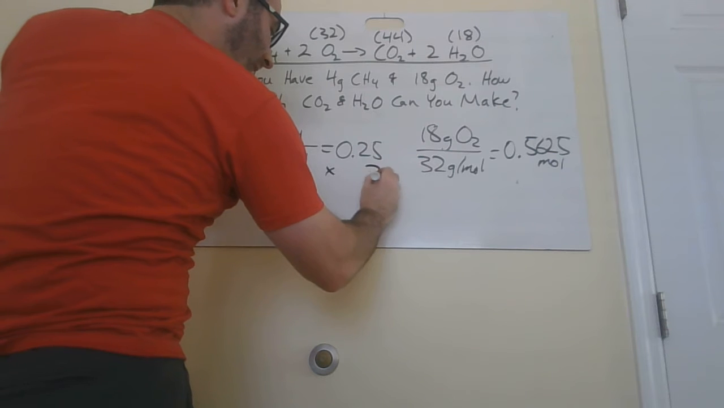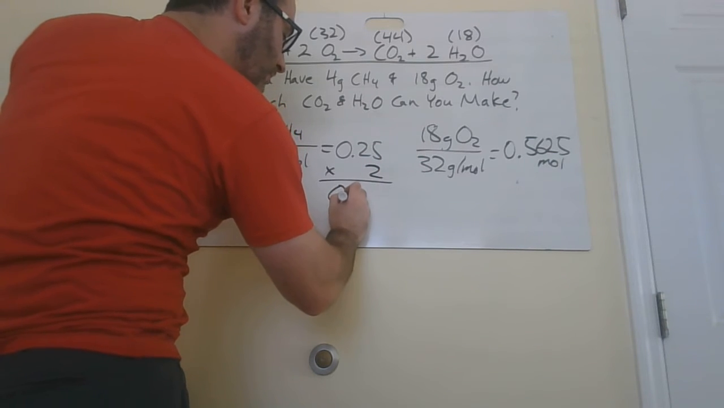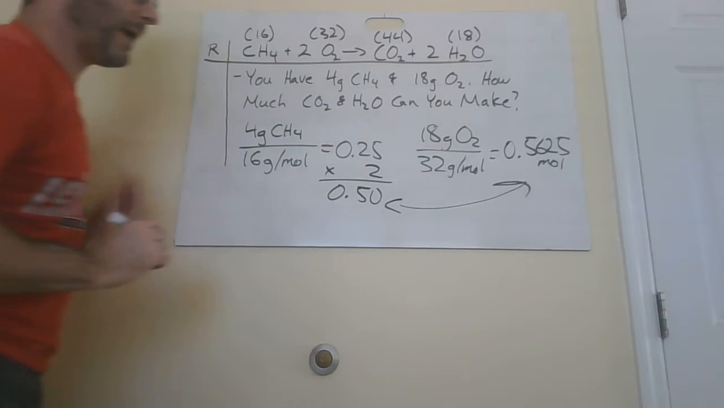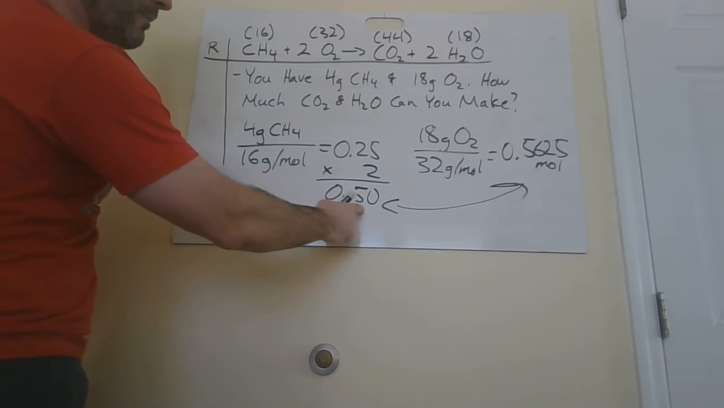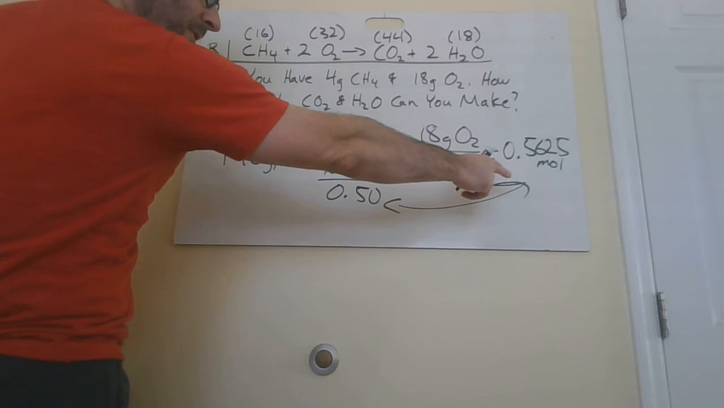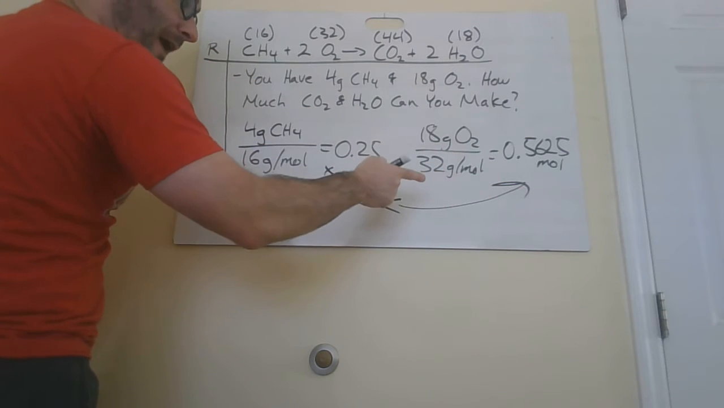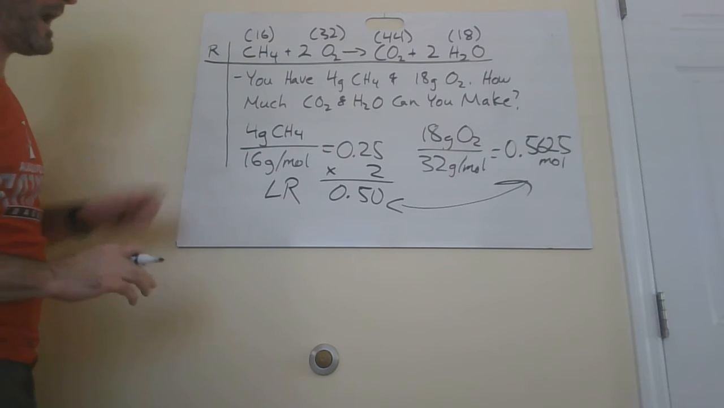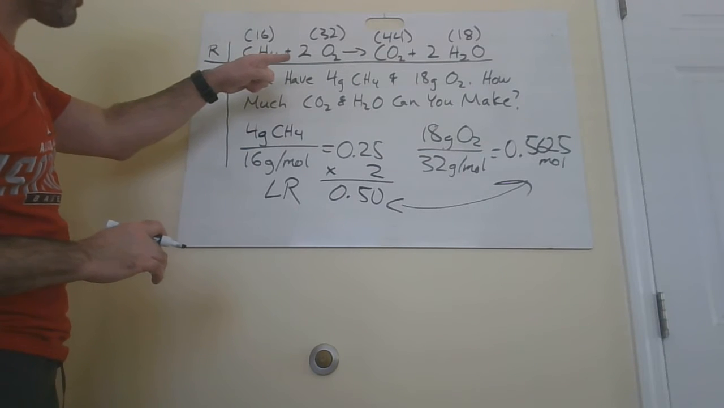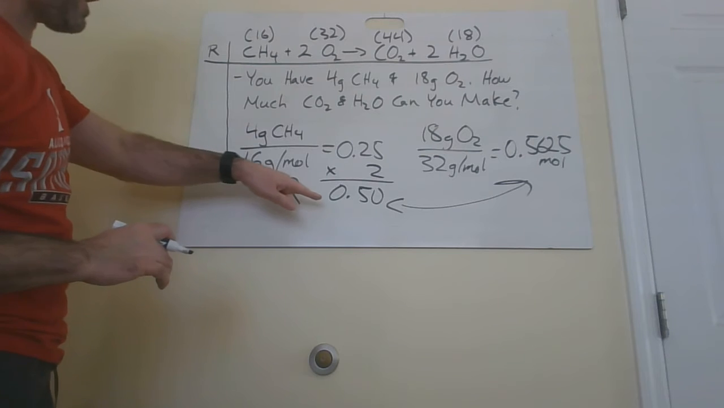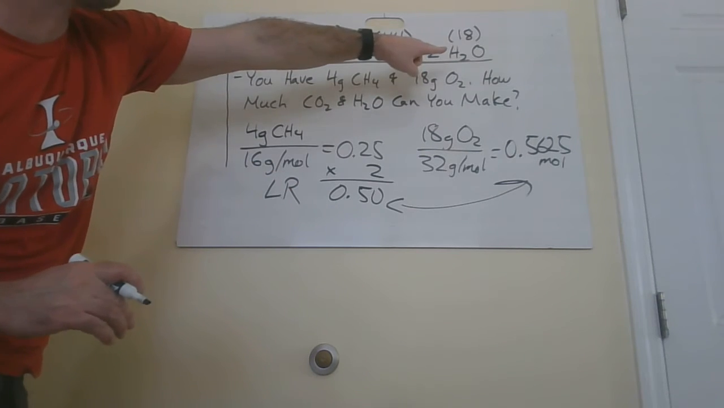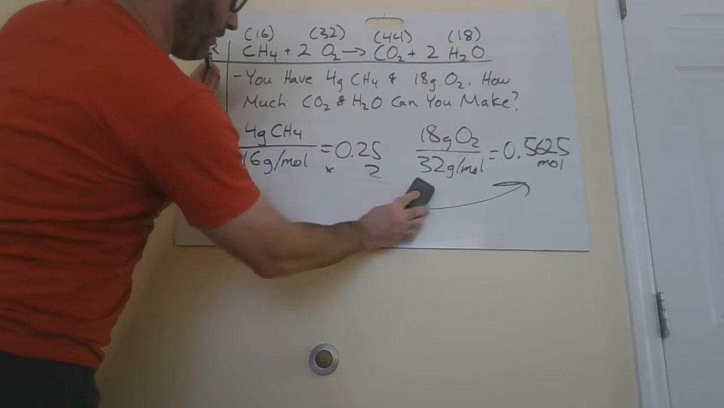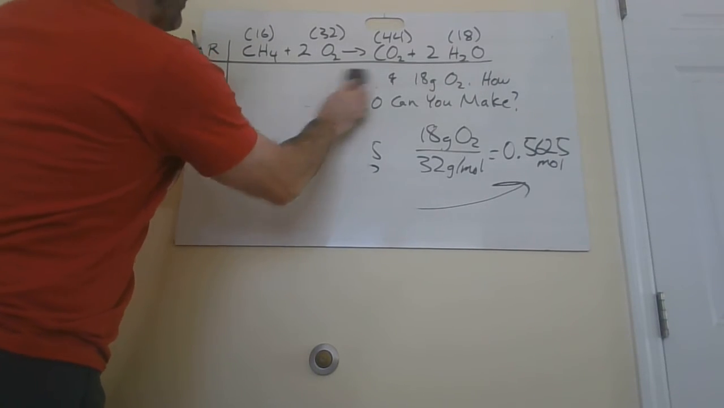Well, this should be pretty obvious. 0.25 times 2 is 0.5. Let me compare. Oh, this number here is less than the actual amount of moles of oxygen I have. Here's my limiting reactant. I'm going to have oxygen left over, and then I can base my 1s and 2s on the other side over here. So let's fill out the RICE table based off of 0.25.